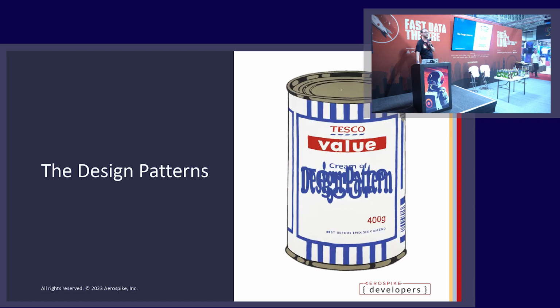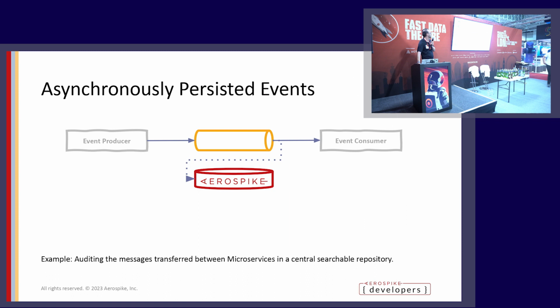So now let's talk about the design patterns. The first design pattern is very simple. It's asynchronous persistent events. Assume that you have an event producer and an event consumer connecting to each other using a topic. For some reason, you want to persist these events, so later you can search them. You can, of course, keep them on the topic itself, but imagine that you want to create indices on them and be able to search on them.